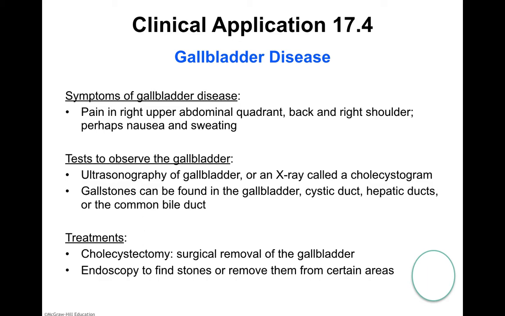Symptoms of gallbladder disease would include pain in the upper right abdominal quadrant, the back, and the right shoulder, sometimes nausea and sweating. There are some tests we can use to visualize the gallbladder, including ultrasonography and an X-ray called a cholecystogram. Gallstones can be found either in the gallbladder proper, within the cystic duct, within hepatic ducts, or in the common bile duct. Treatments would include surgically removing the gallbladder and using endoscopy to find stones and remove them from other areas. And that covers our section on the liver.